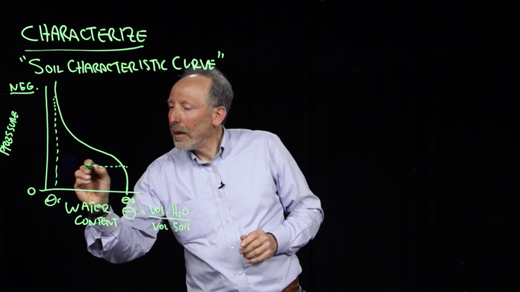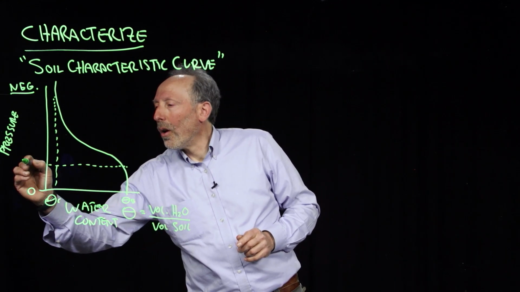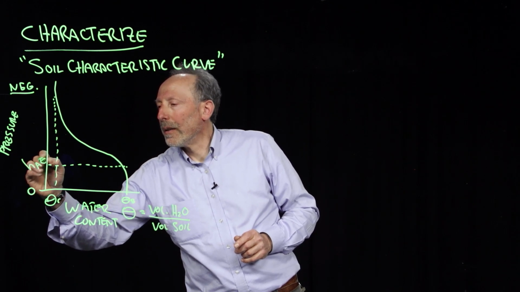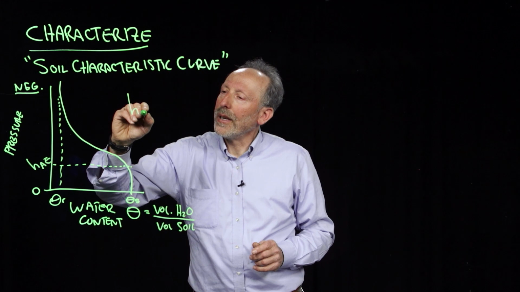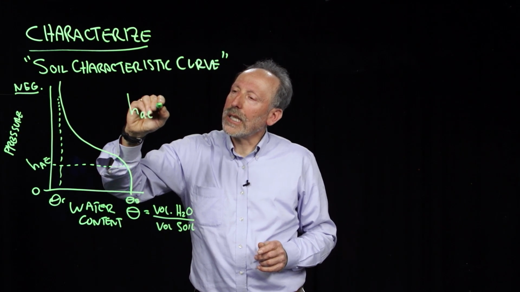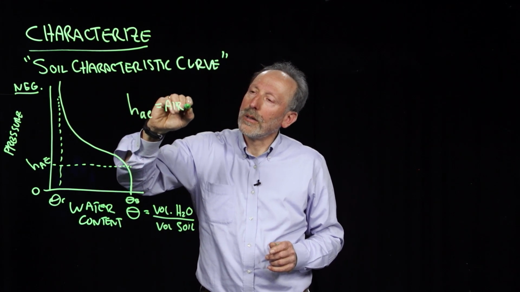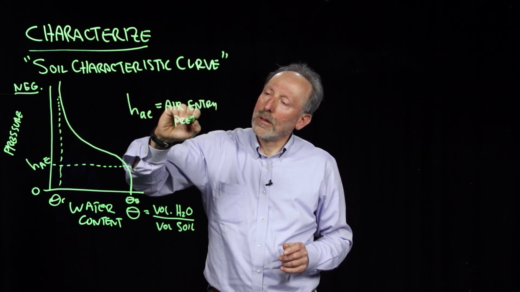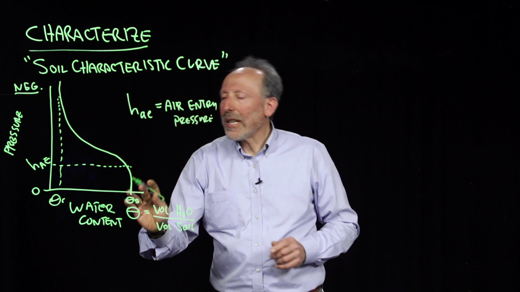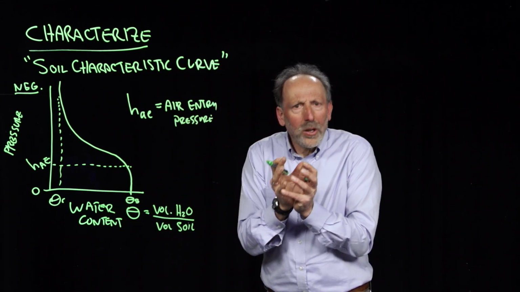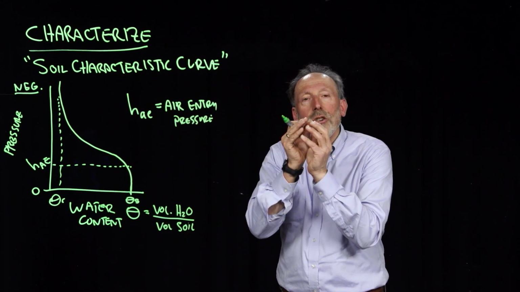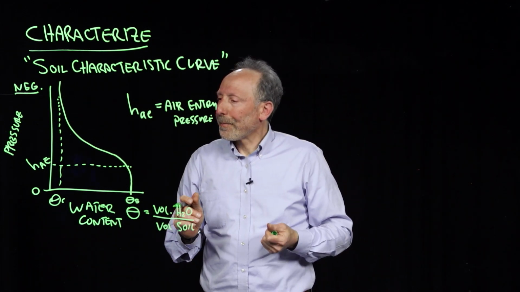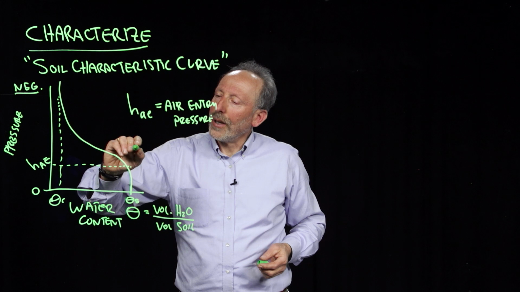This we might call our air entry pressure. So we call HAE the air entry pressure. That's when the water had been fully filling the pores, and when essentially the largest pores start releasing their water because the air is entering. And this is called the drainage curve.